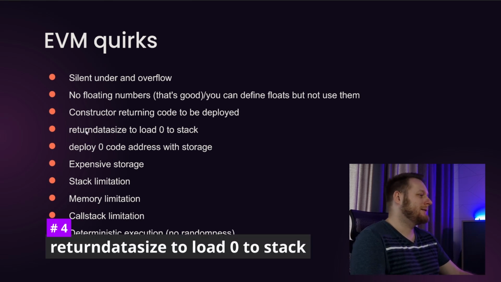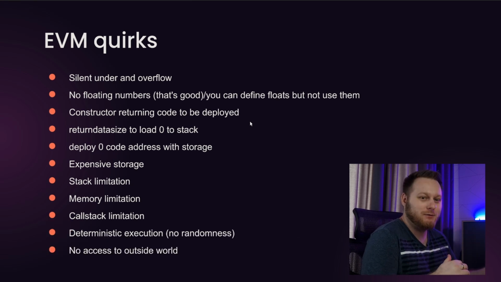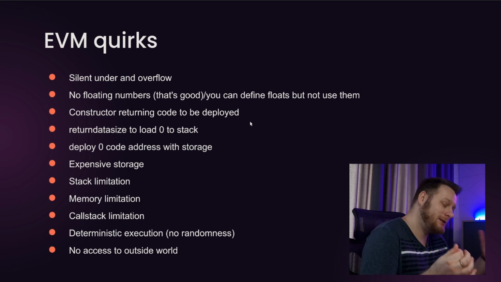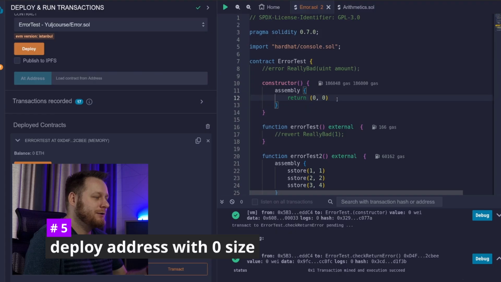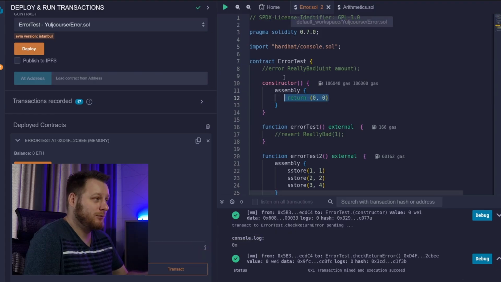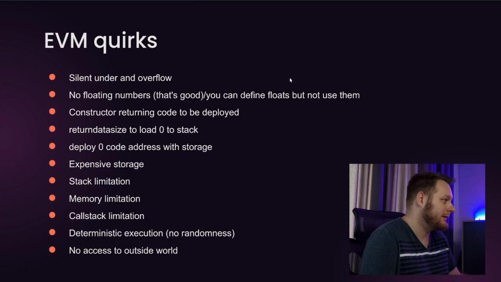Okay, return data size to load 0 to stack. We saw it in the previous episode when we were dissecting the minimal proxy contract. I already mentioned it, so if you haven't seen that, please go to the previous episode. I already mentioned that as well. Deploy 0 code address with storage. If you return 0, the contract will be deployed. If you set any storage variable before, then you could just read off-chain what the storage variables are there, without the contract having any logic inside.